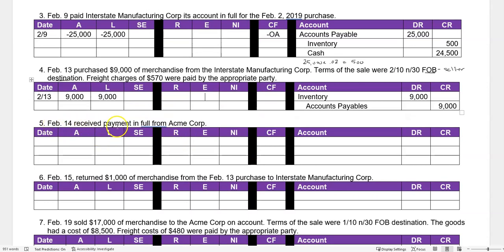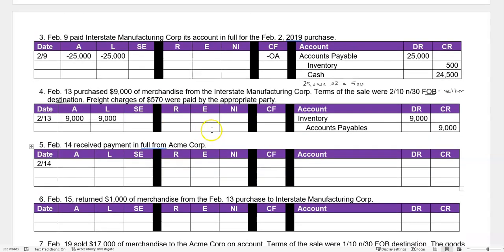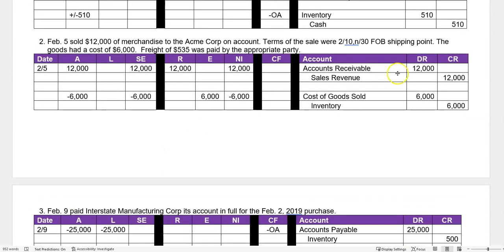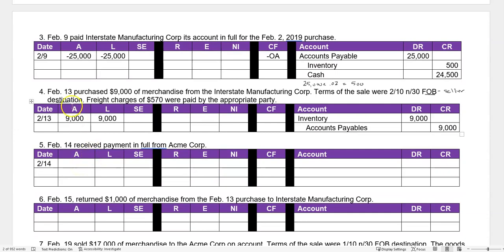All right, February 14th, we received payment in full from Acme Corporation. So February 14th, happy Valentine's Day if it happens to fall anywhere near this video. But anyway, go up and see, what did we do with Acme? Acme purchased $12,000 from us. Now they're actually paying that. Now be careful though. They did buy $12,000 from us, but there were terms of 2/10. Are we within 10 days? Yes. February 5th, February 12th, February 14th. So we are within the 10-day window.